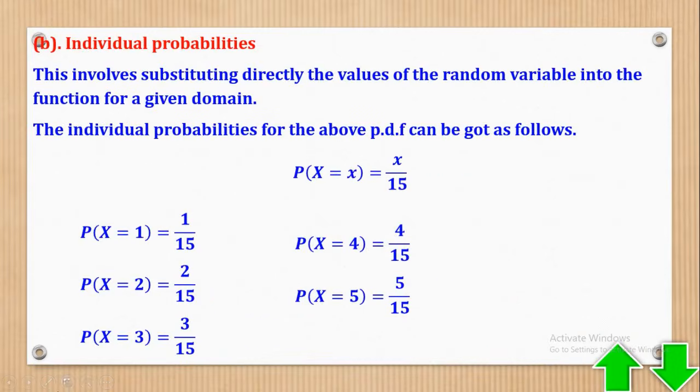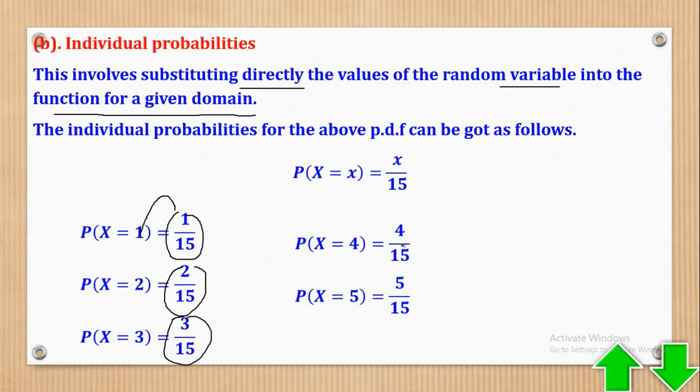We shall also talk about individual probabilities. Individual probabilities involve substituting directly the values of the random variable into the function for a given domain. I think we have answered that in the previous slide. When I put x equal to 1 in the function, I come up with 1 over 15. When I put x equal to 2, the probability is 2 over 15. X equal to 3, the probability is 3 over 15.